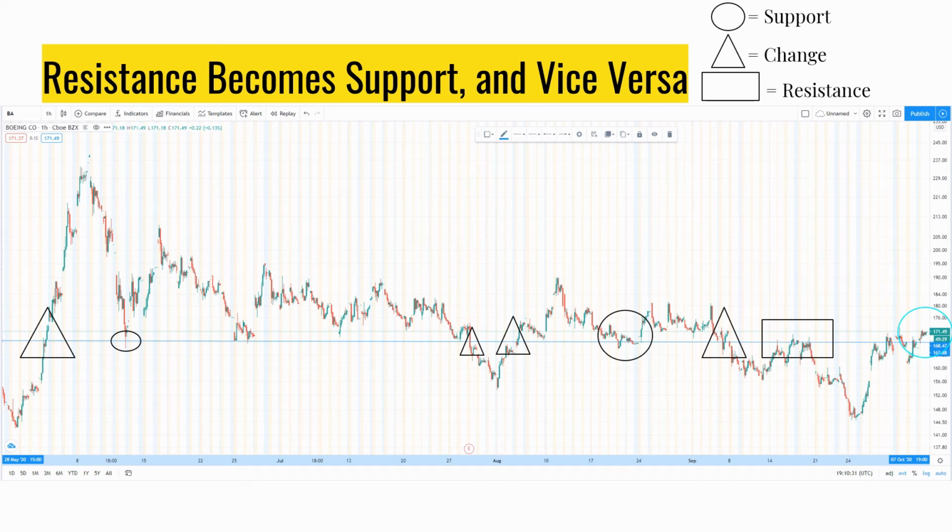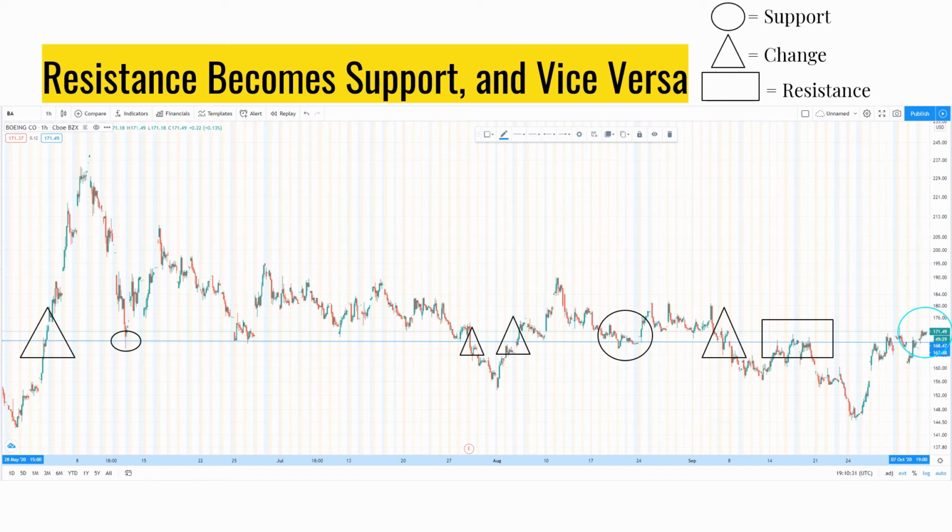We see that the circle shows that the horizontal line is still a support level, as price can't break through that level. However, once again, this changes when we are at our fourth triangle, and we see that price dipped below the horizontal line, and the rectangle that comes after it shows that the horizontal line now has become an area of resistance.